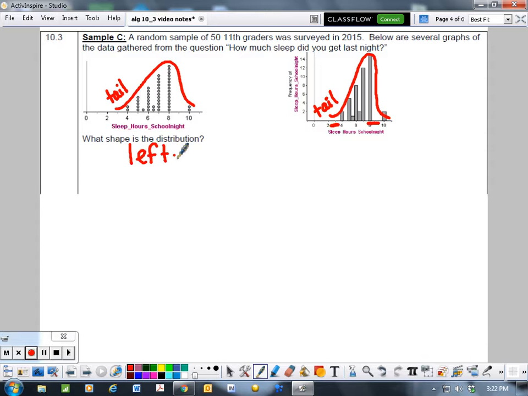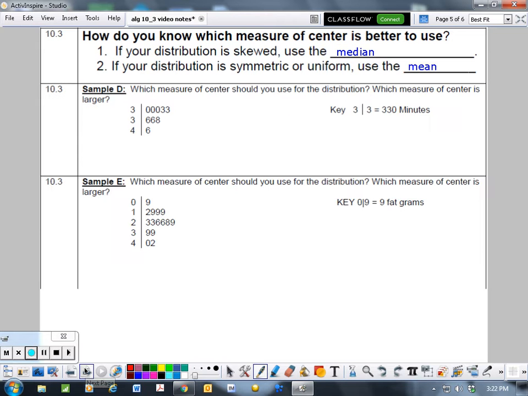And so this is what I'm going to be asking you to do: look at it and tell what's going on, what is the shape of this distribution. Once we know the shape, that can tell us some more information. So how do you know which measure of center is the best one to use? Because we don't want to have to calculate all three every time. Why calculate the mean if we don't have to?